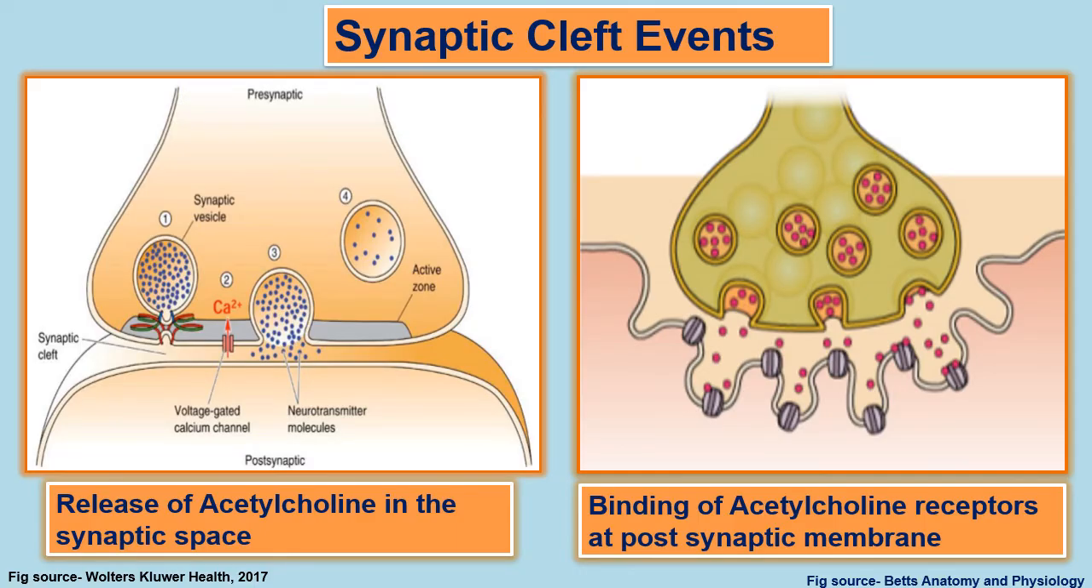The synaptic events include release of acetylcholine from the presynaptic vesicle into the synaptic space. The release of acetylcholine from the vesicle is accompanied by the process of exocytosis. The released acetylcholine then binds with the acetylcholine receptors, which are located on the postsynaptic membrane.